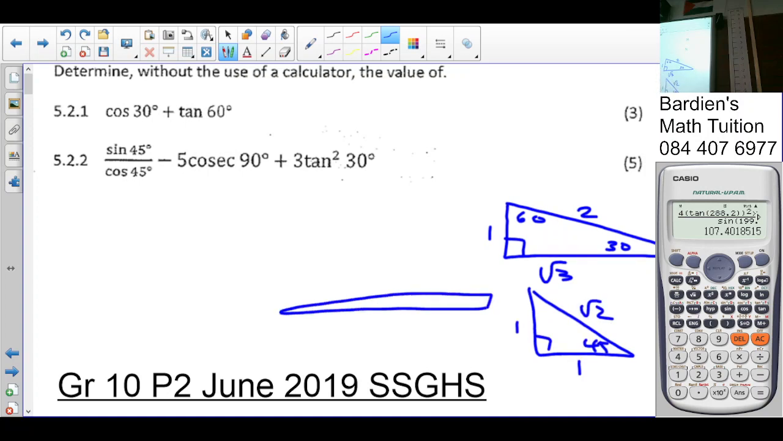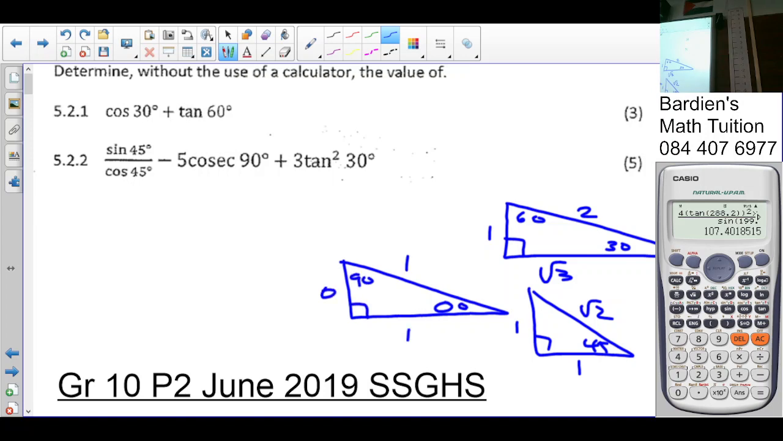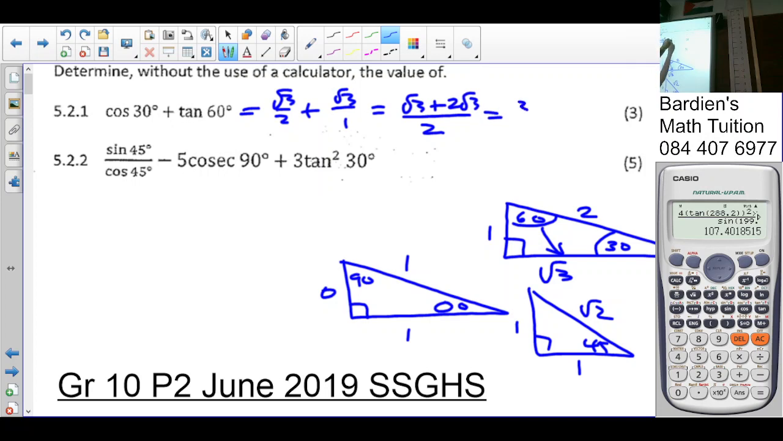And the other one that's not a triangle but works for what we're looking at. So that is 0 and 90, so that's 0, 1. Make it a habit of when this question comes up, you draw this triangle. So cos of 30, cos is adjacent over hypotenuse, which is root 3 over 2. Now tan of 60, tan is opposite over adjacent, so it's root 3 over 1. The LCM of course is 2, so it's root 3 plus 2 root 3, which is 3 root 3 over 2.